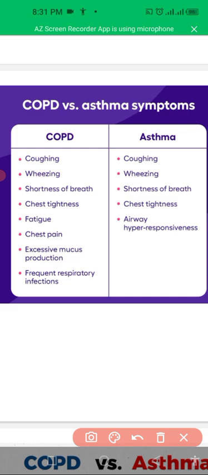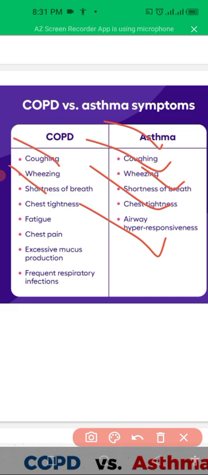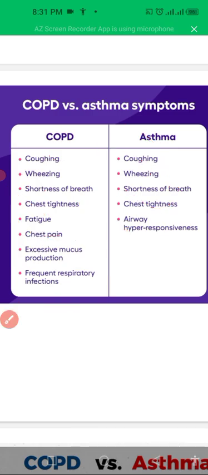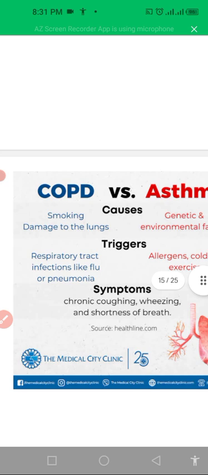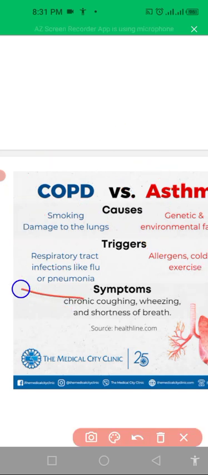Now, in asthma, there is cough, wheezing, shortness of breath, chest tightness, and airway hyperresponsiveness. There is a whistling sound. In COPD, there is cough, wheezing, shortness of breath, chest tightness, and fatigue. The mucous membrane is also changed. That is mostly the result of respiratory infection. In COPD, respiratory infections are there, like pneumonia and flu, and asthma is more commonly caused by allergens.